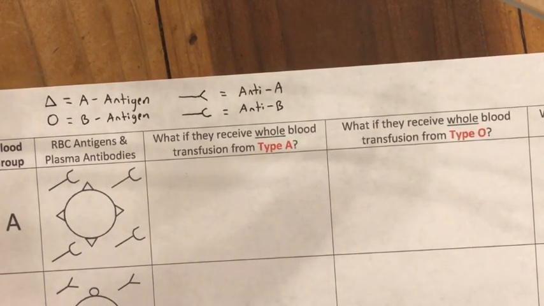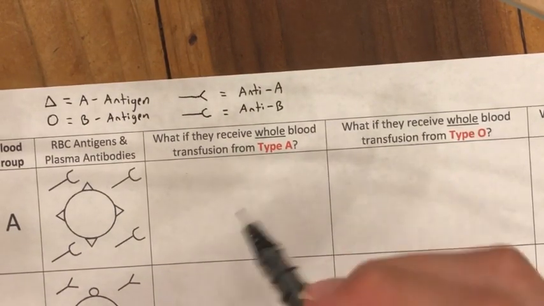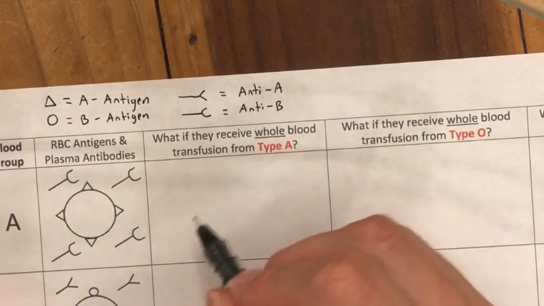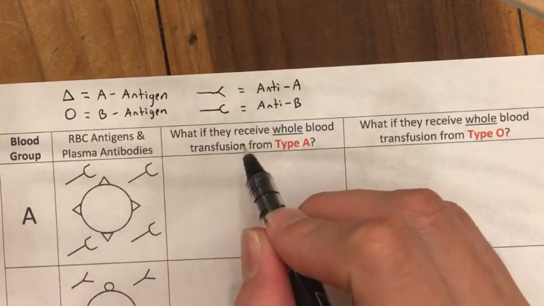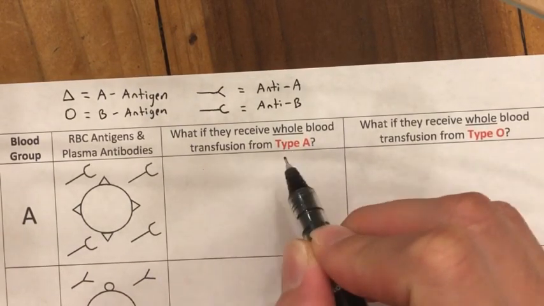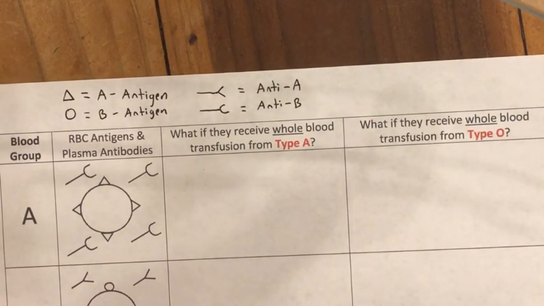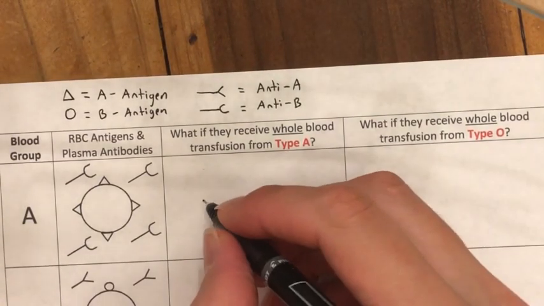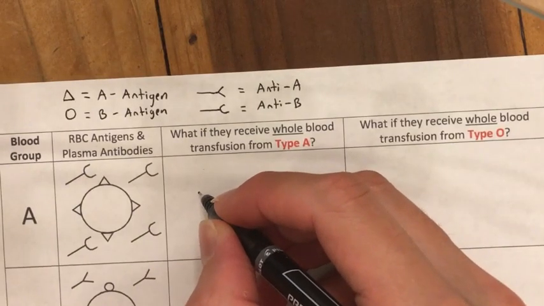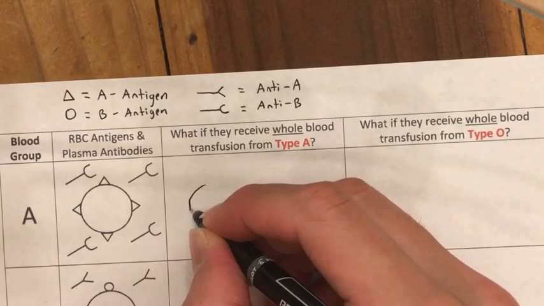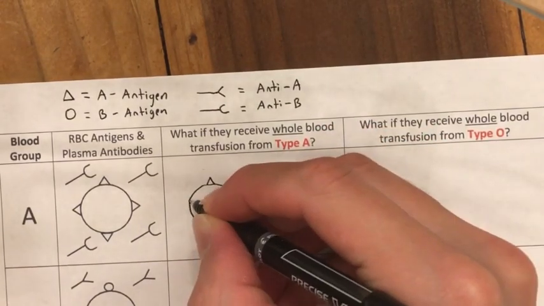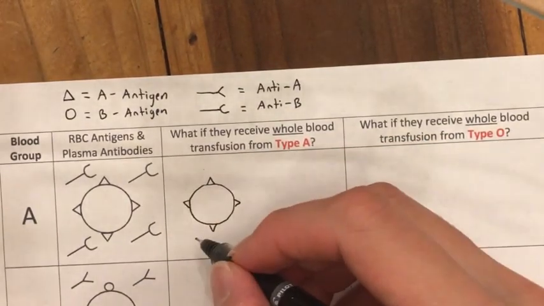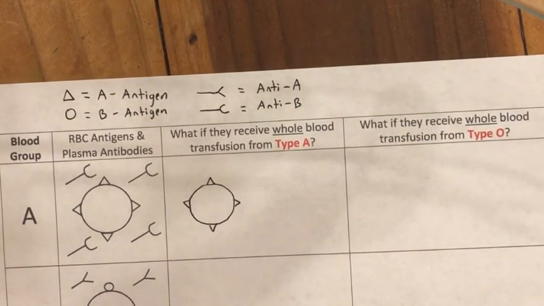So I'm going to be using this word attack because I think it's helpful for thinking about how this is going to work. So let's start off with this first example: what if a blood type A individual receives a whole blood transfusion from somebody with type A? Let's just redraw what kinds of red blood cells are in the donor. Sorry, not in the donor, apologies, in the recipient.